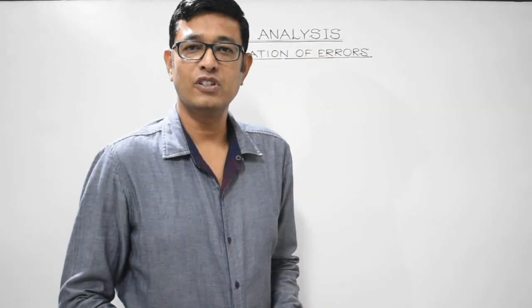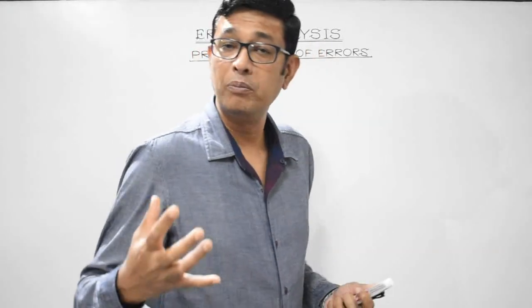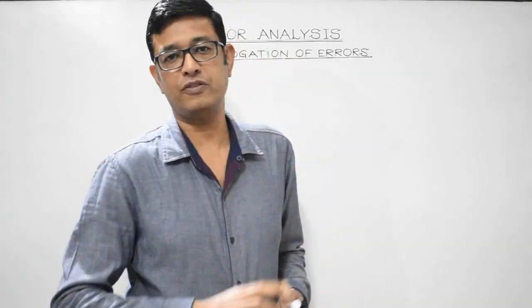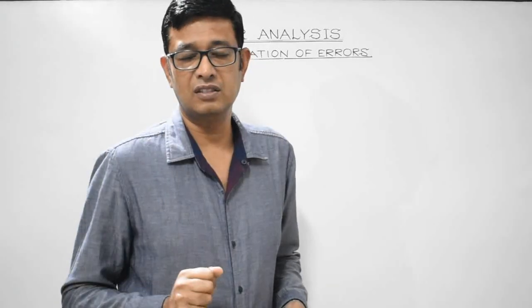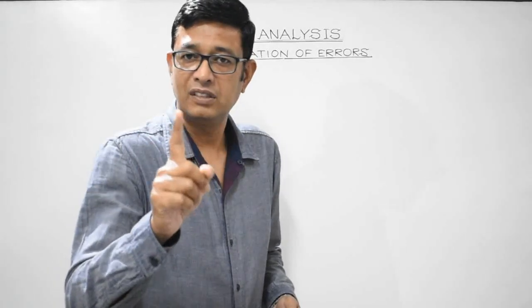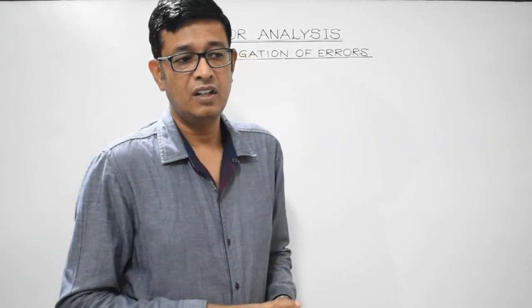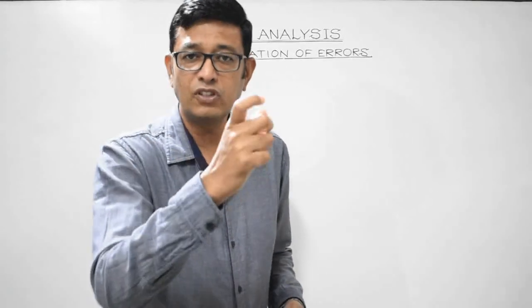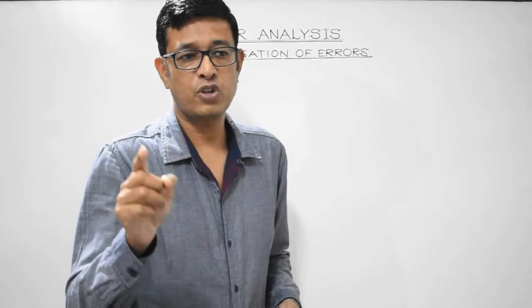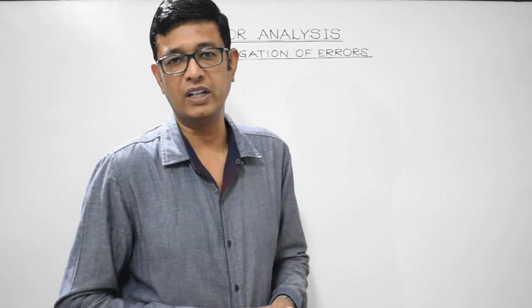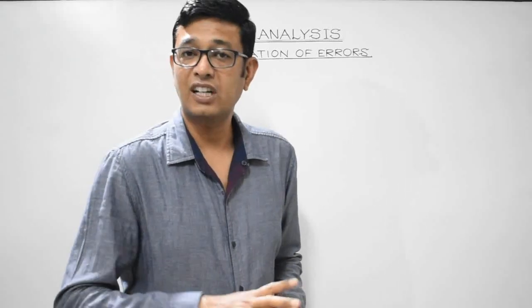Jai Hind students, in the previous session what we discussed was the combination or propagation of errors. In that episode we discussed three articles: the result involving the addition of two measured quantities, the result involving the difference of the two measured quantities, and the third article, where the propagation of error was studied when the result involves the product of two measured quantities. So let's start with the fourth article.